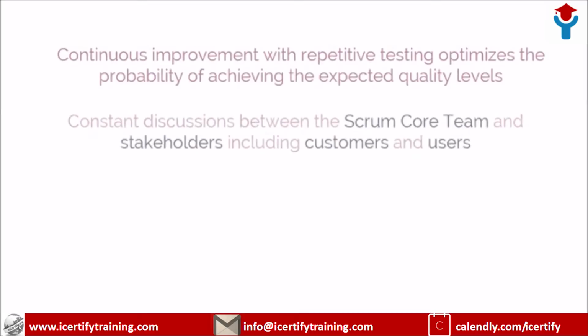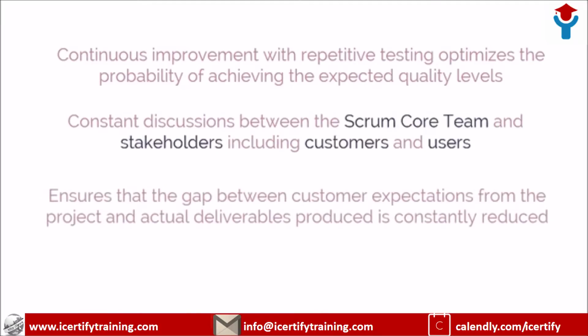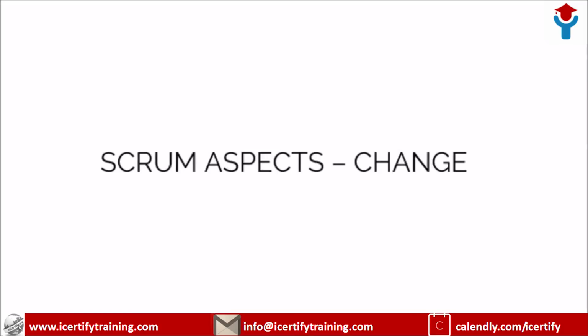Thus, continuous improvement with repetitive testing optimizes the probability of achieving the expected quality levels in a Scrum project. Constant discussions between the Scrum core team and stakeholders, including customers and users, with actual increments of the product being delivered at the end of every sprint, ensures that the gap between customer expectations from the project and actual deliverables produced is constantly reduced. The Scrum Guidance Body may also provide guidelines about quality, which may be relevant to all Scrum projects in the organization.